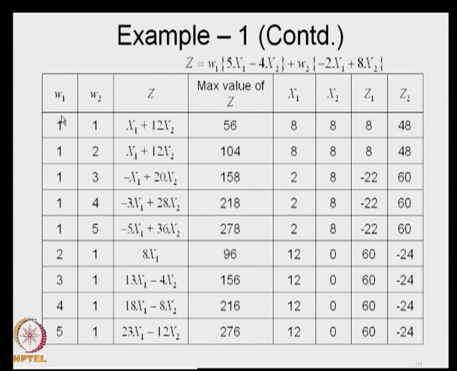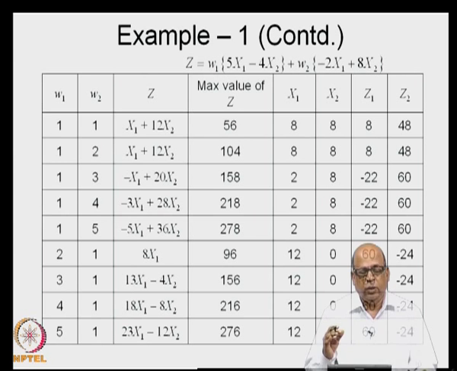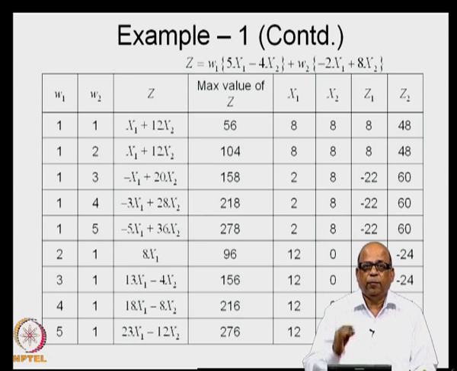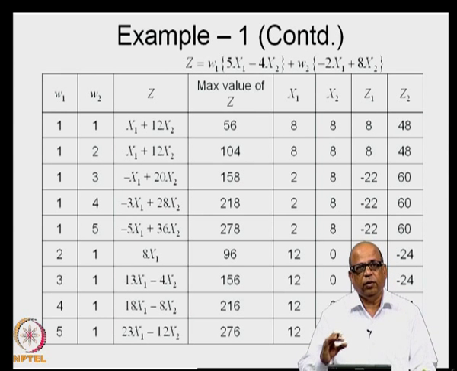When I change, retaining the weight w1 the same, I keep increasing w2 now. Remember what is the Pareto optimal solution? Pareto optimal solution or the non-inferior solution is that particular solution at which you cannot increase the value of one of the objective functions without simultaneously decreasing the value of the other objective function.